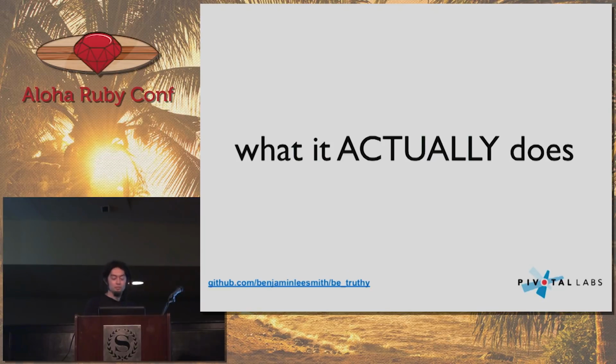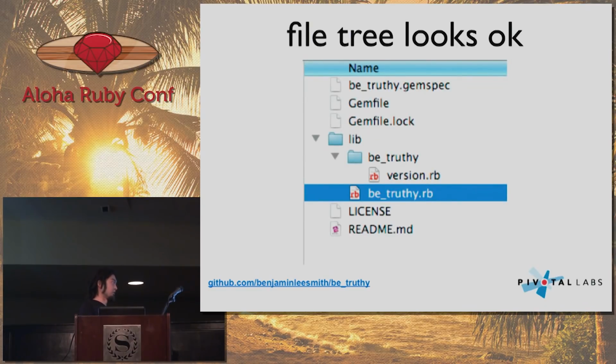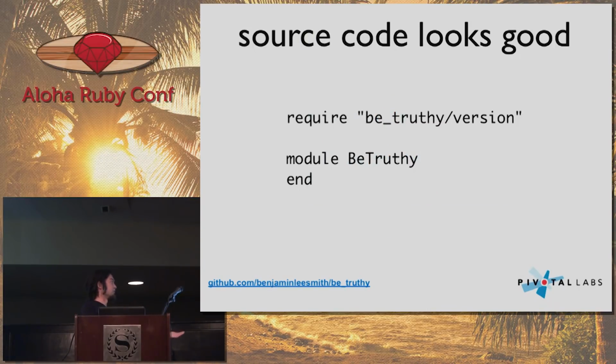So what does it actually do? It actually doesn't do anything. There's no functionality at all. Could be I just haven't gotten to implementing it yet, but it's actually because I got tired of writing these useful gems, and I decided to go straight for the hack. But if there's nothing there, then where's the hack? If we look at the source tree, it looks okay. Nothing out of the ordinary here. The source code looks good, because like I said, there's nothing there. So that's the btruthy.rb. So where's the catch?